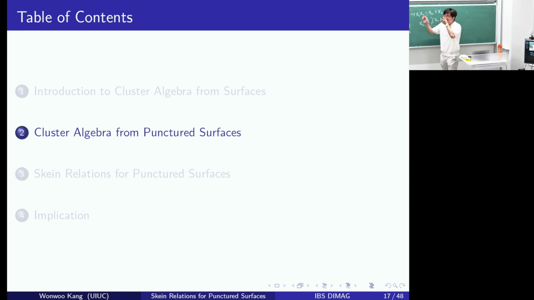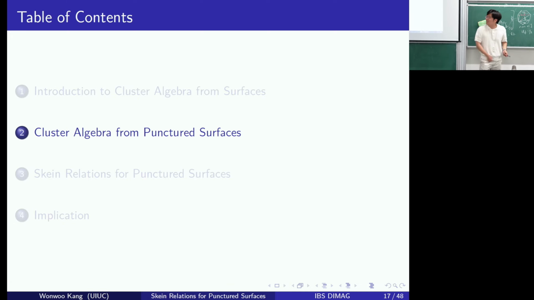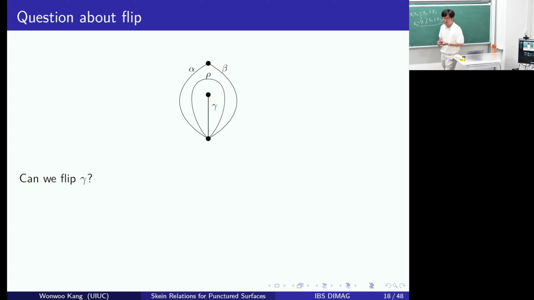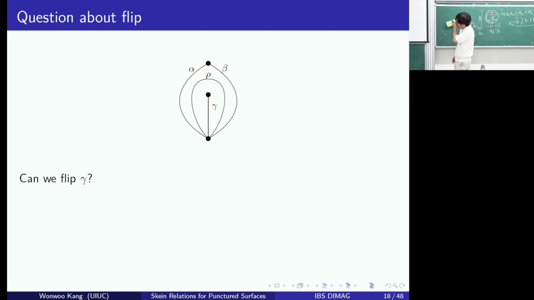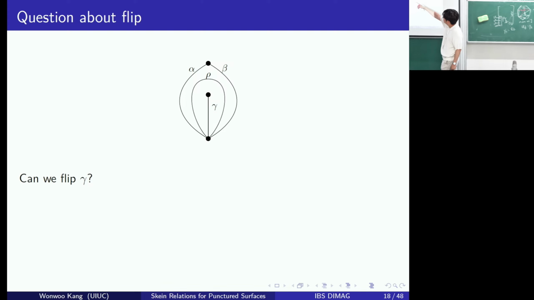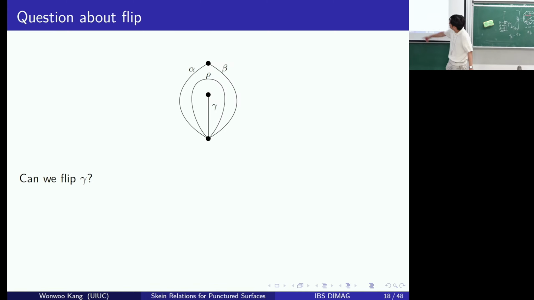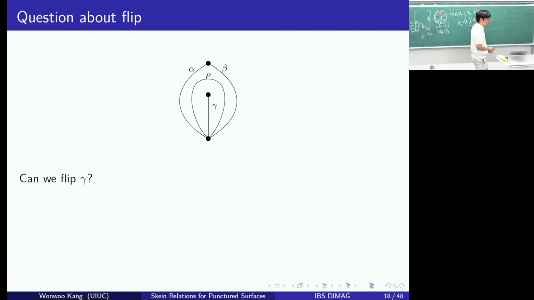Yeah, okay, so we're done with the introduction. Now let's talk about the cluster algebra from punctured surfaces. And naturally you will say, what do you mean? Like, we've been talking about this, right? Actually no. Because the thing I'm assuming in the previous one is that I can flip all the diagonals. However, if you look at this construction, which is also an ideal triangulation, the natural question is, can you flip gamma to get other ideal triangulations?